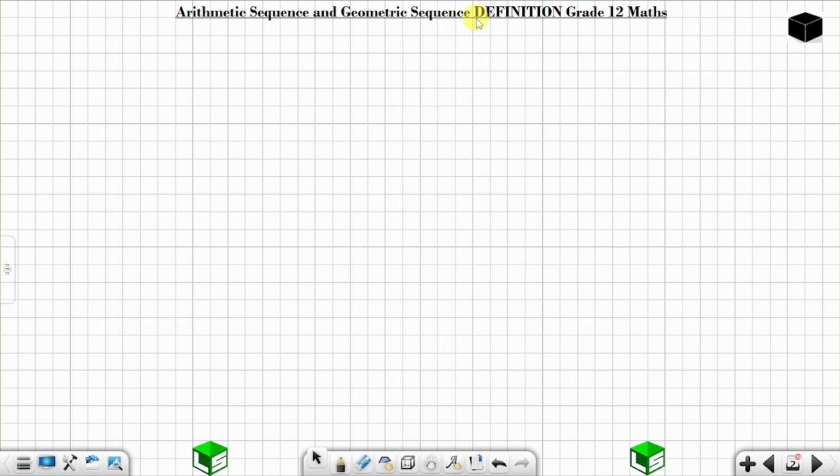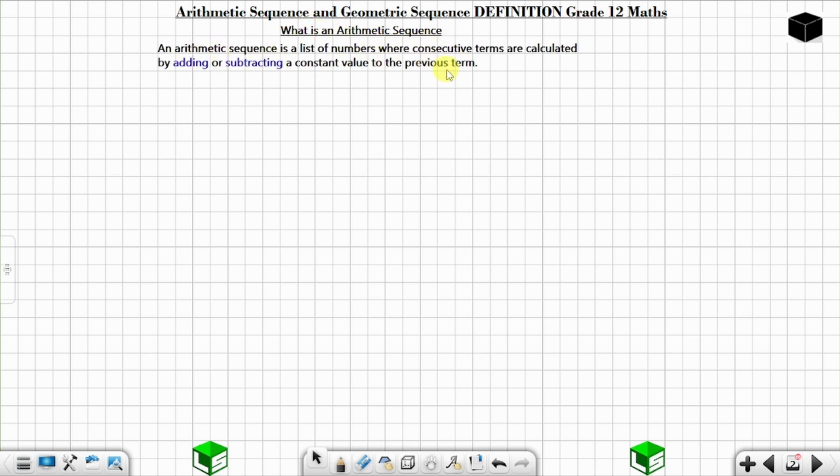In this video, we are going to discuss the definition of an arithmetic sequence and a geometric sequence. Okay, so what is an arithmetic sequence? You might have seen this definition before. The definition says an arithmetic sequence is a list of numbers where consecutive terms are calculated by adding or subtracting a constant value to the previous term.